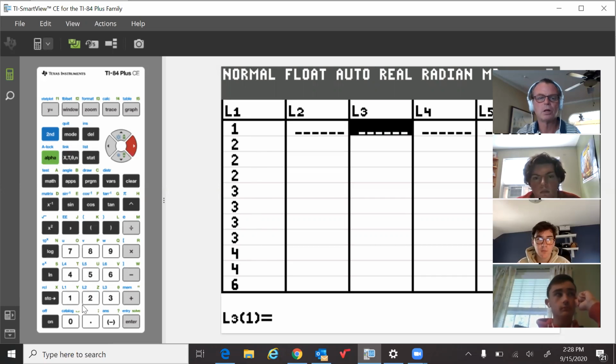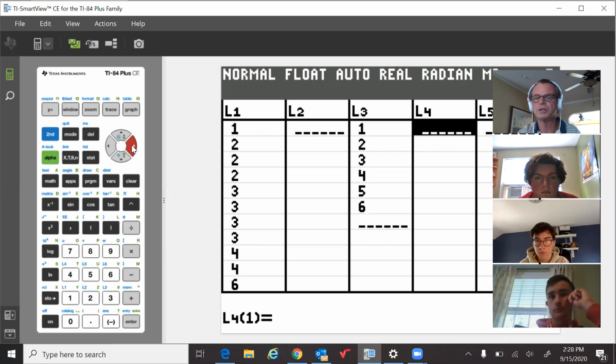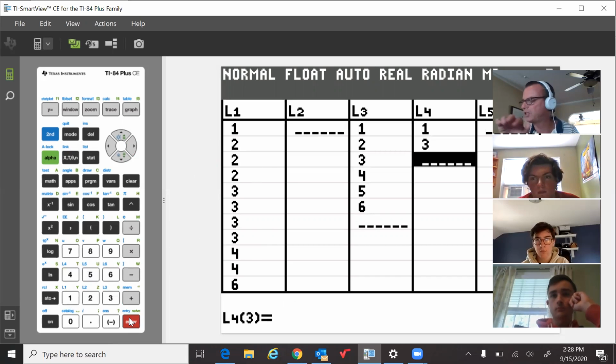Or you could do this. 1 friend, 2 friends, 3 friends, 4 friends. Now we could put 5 in there, but nobody claimed to have 5 good friends, so we'll put it in there anyway. 5 and 6. And then we could go to list 4 and do a frequency. So 1 child had 1 good friend, 3 kids had 2 good friends. Understand what we're doing? From page 61, it's how many dots are above those numbers.